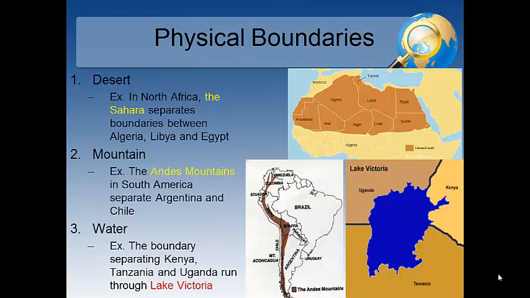Here are some examples of physical boundaries. A desert is a perfect example. In North Africa, the Sahara separates many different states. For example, Algeria, Libya, and Egypt. Second physical boundary is a mountain. Now, if you look in the South America map, you can see that the Andes separates Argentina and Chile, which is a great example of a mountain boundary. Our third example is Lake Victoria, which is a natural boundary that separates Uganda, Kenya, and Tanzania.